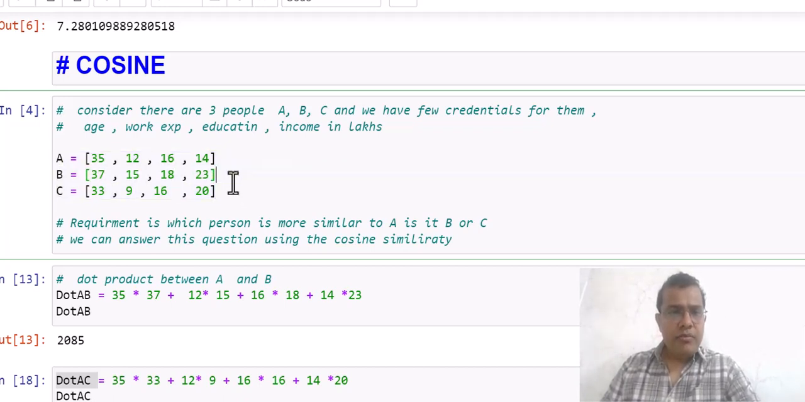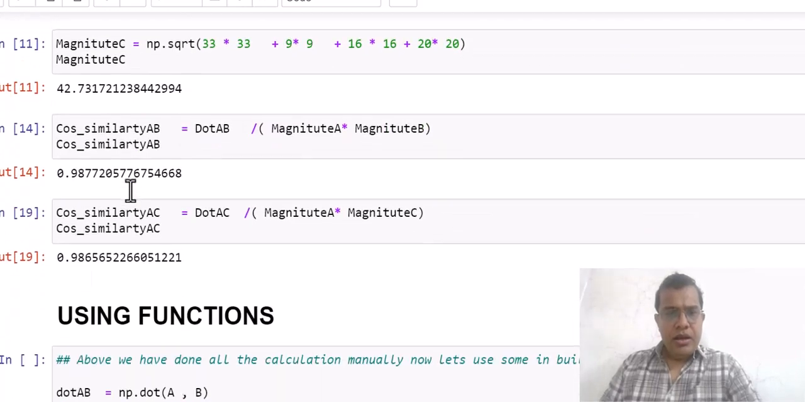Because, for example, in terms of age, C is more similar, but on other parameters, probably B might be more similar. Okay? So in terms of work experience, B and C are both equidistant from A. Okay?